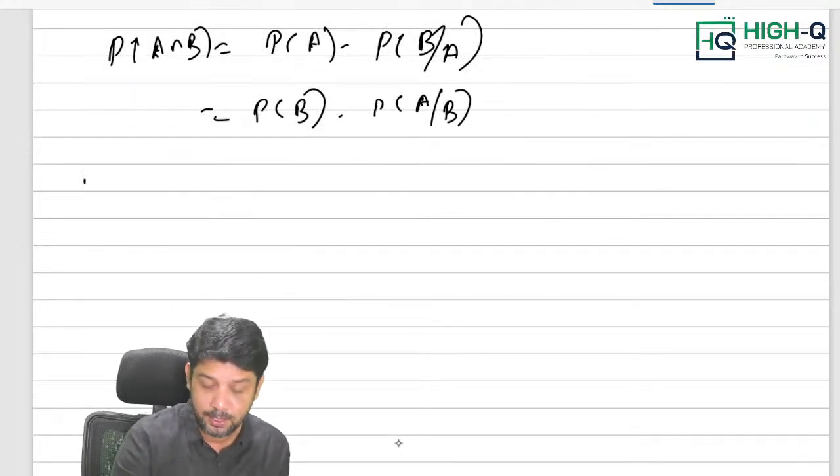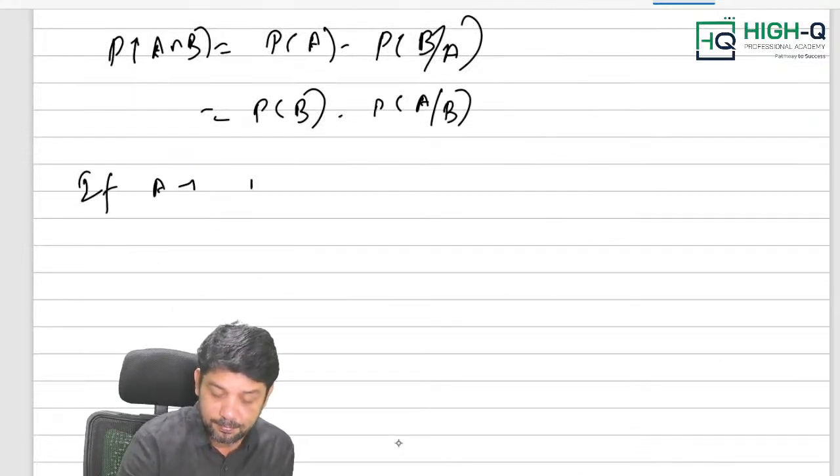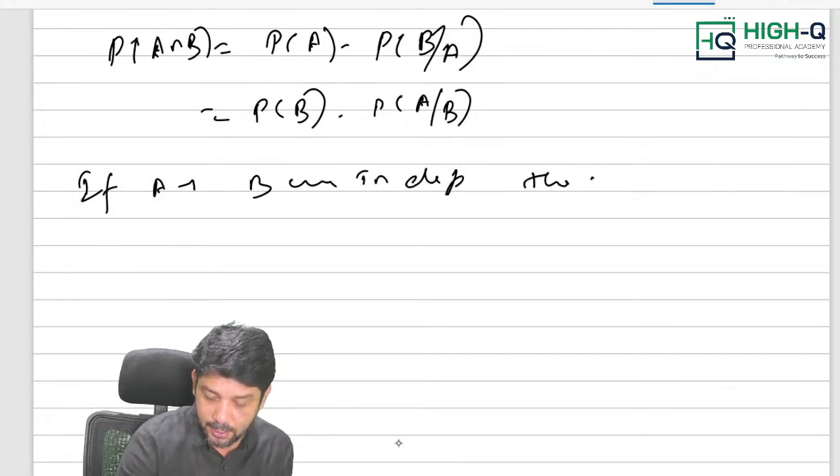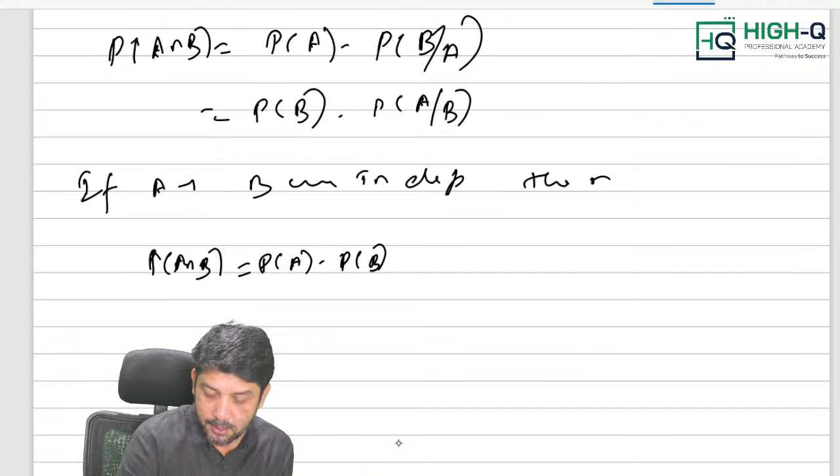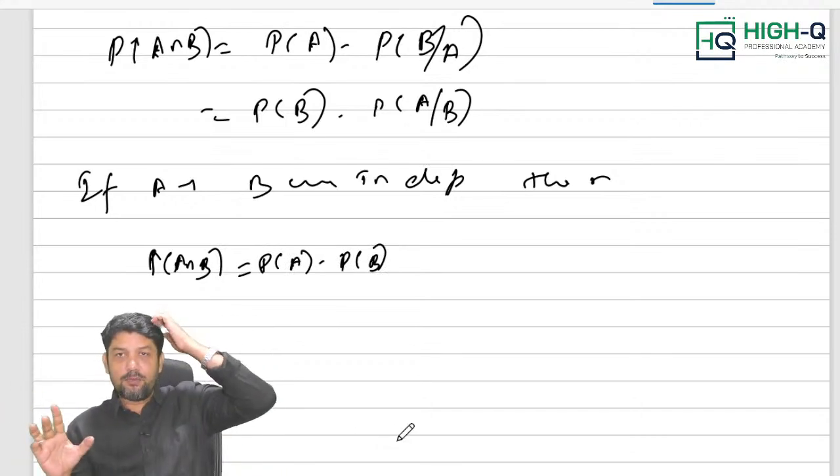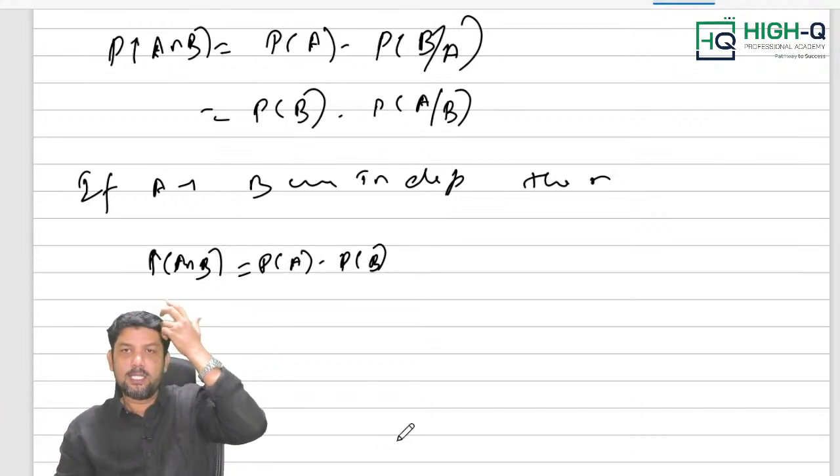Multiplication theorem on probability. If A and B are independent, then P of A intersection B equal to P of A into P of B. See, at least this formula part you remember and go.